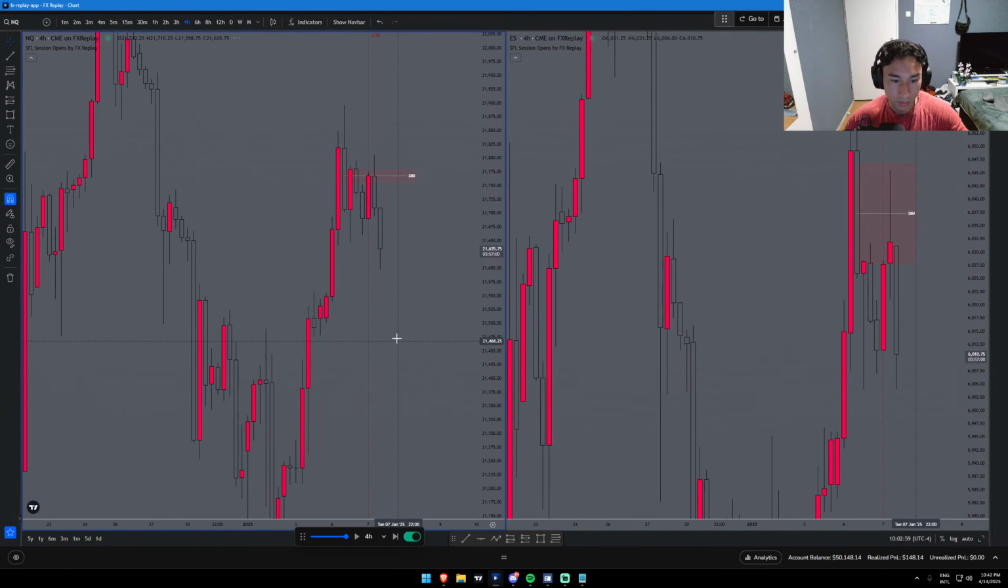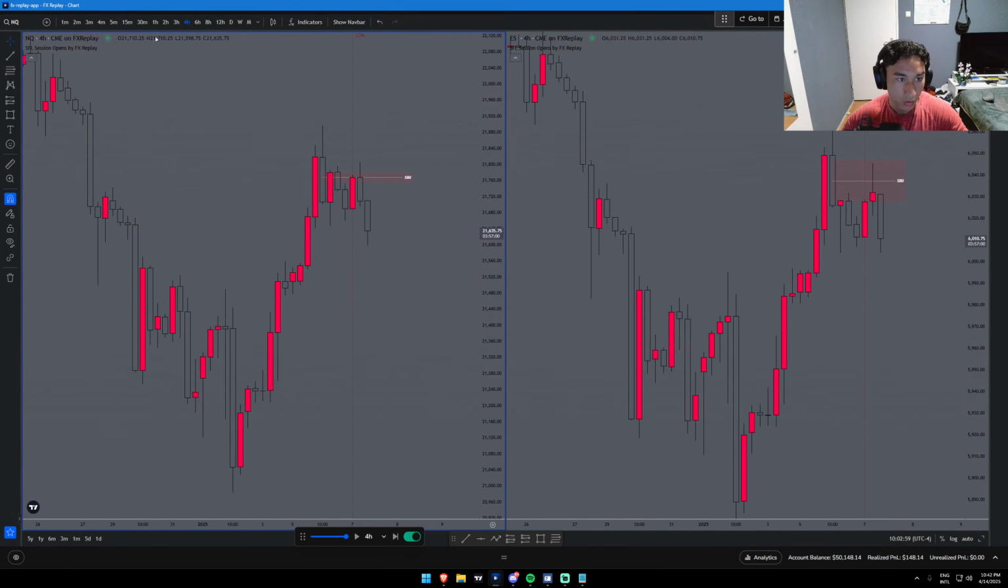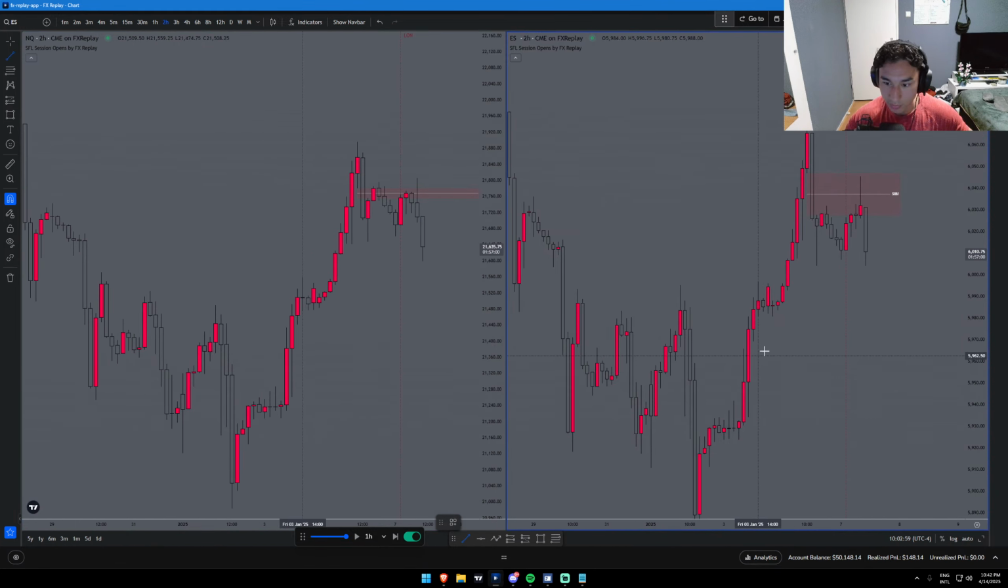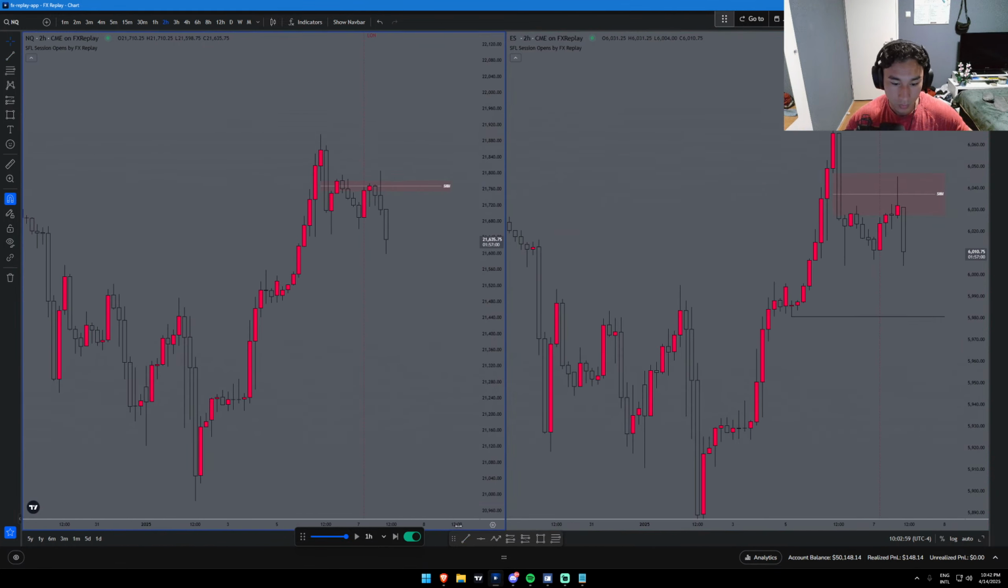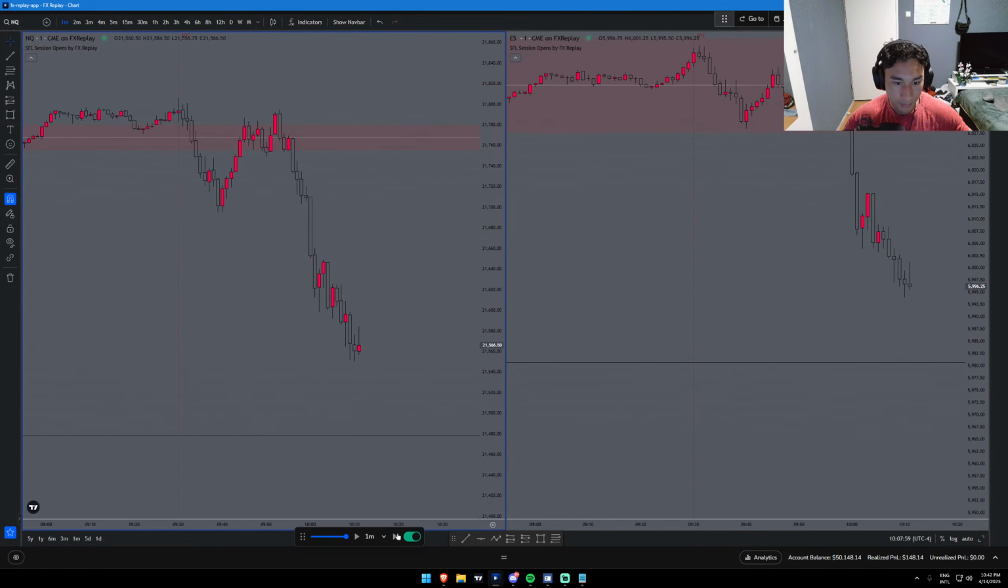Okay, what's the next draw on liquidity? Looking at this market maker sell model. Okay, so we have this low. That would be this low. And then, yeah, even lower, but let's just first see if you wanted to go here. Let's see.